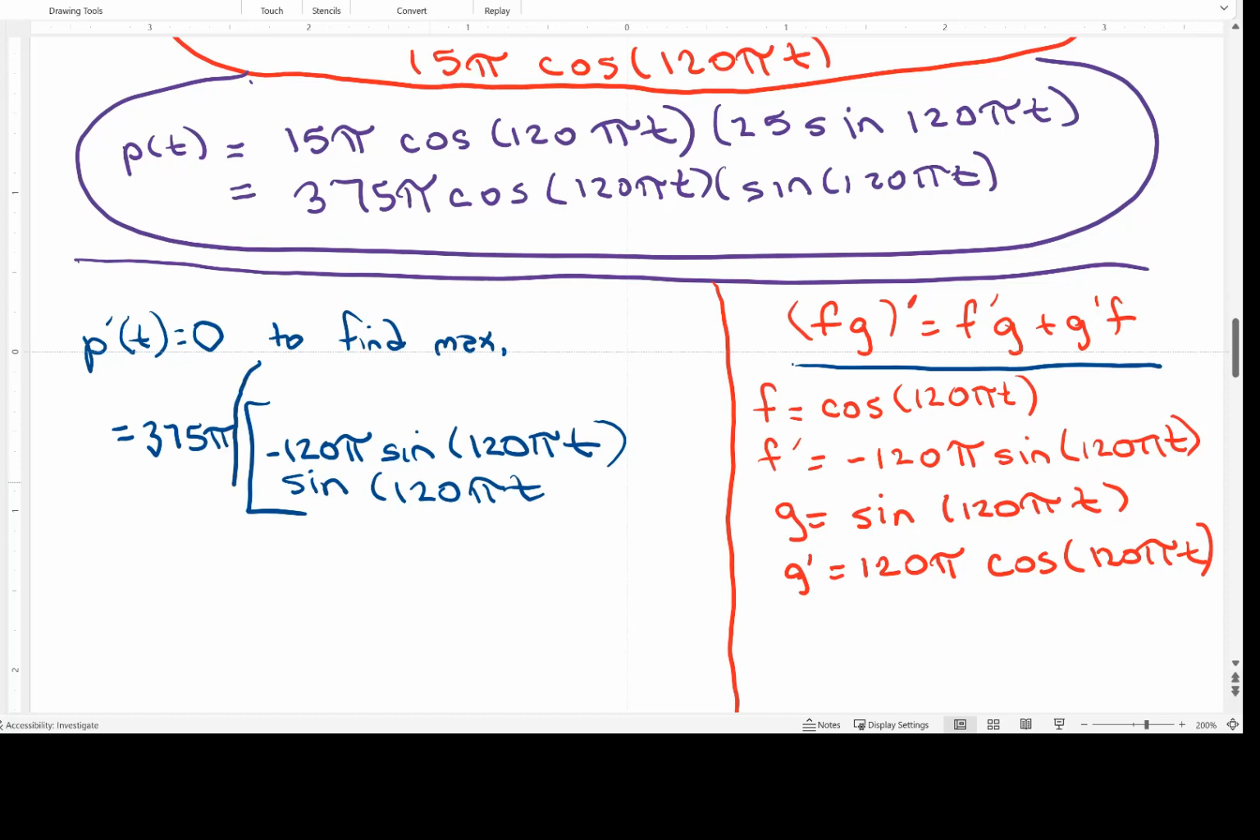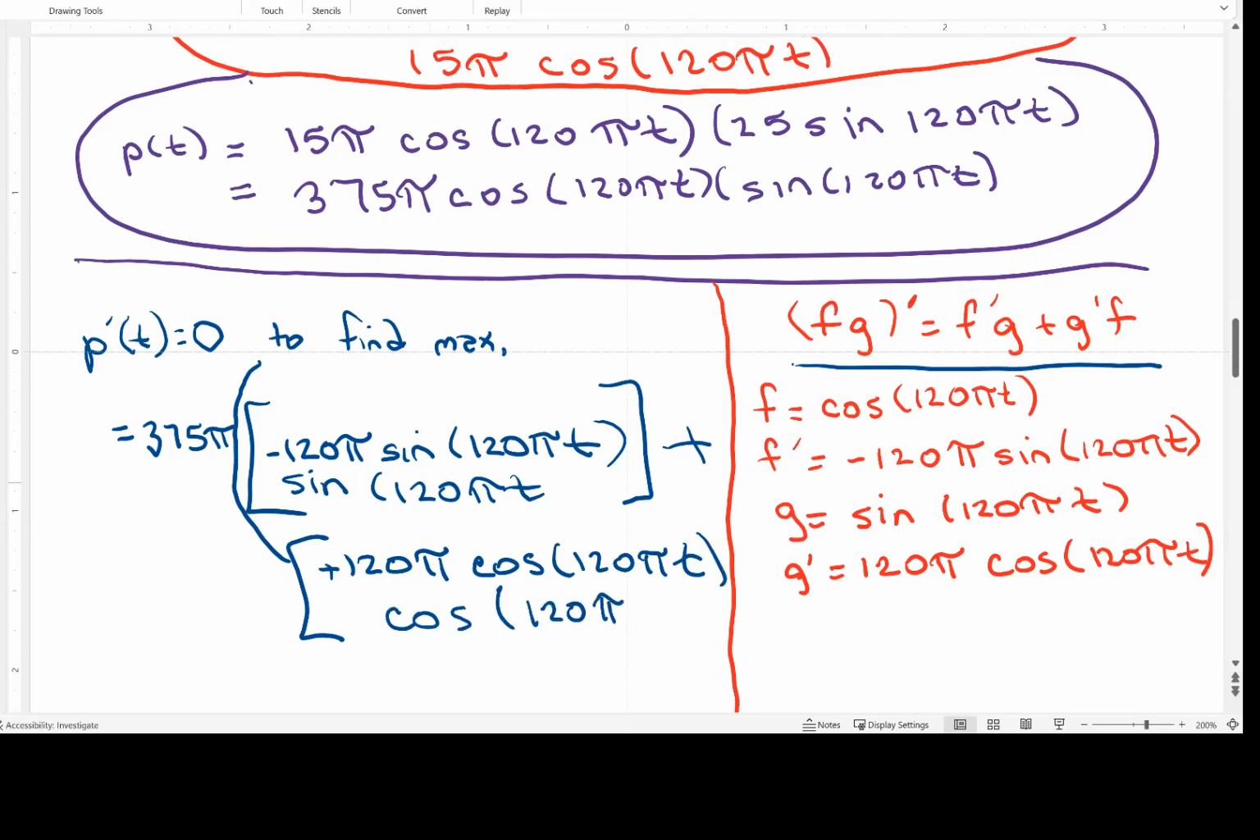I think I'll do it like this. And then plus g prime, which is 120 pi cosine of 120 pi t. So g prime times f. Oh, okay. So 120 pi t.